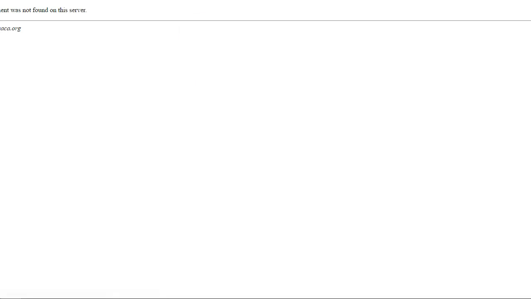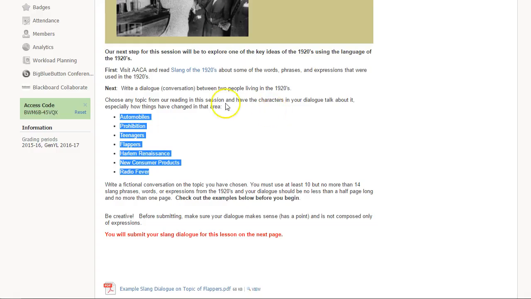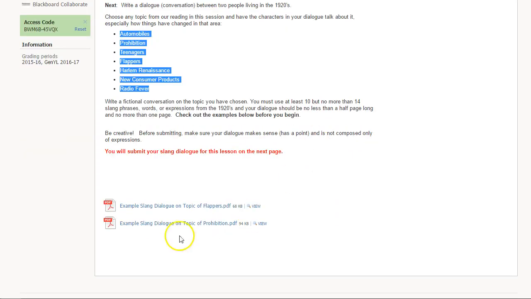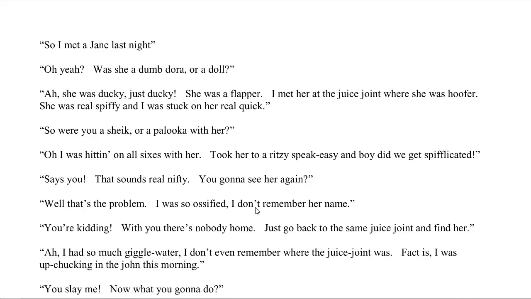And so it looks like I have a broken link in there. It's been a while since this session was taught. Of course, I would update that if I were using it with students now. But it had some of those funny phrases from the 20s, like bee's knees and that kind of stuff. And I gave them some example dialogues here as well, so they had some idea of what those could look like. Let me open one of them for you, just so you can have an idea.